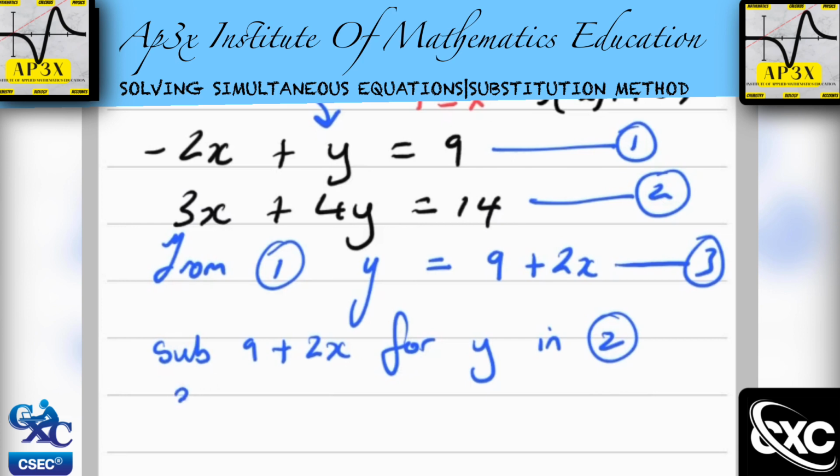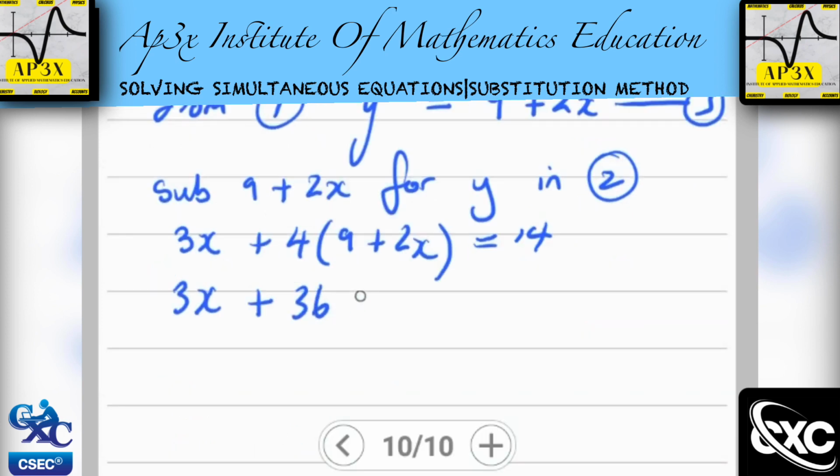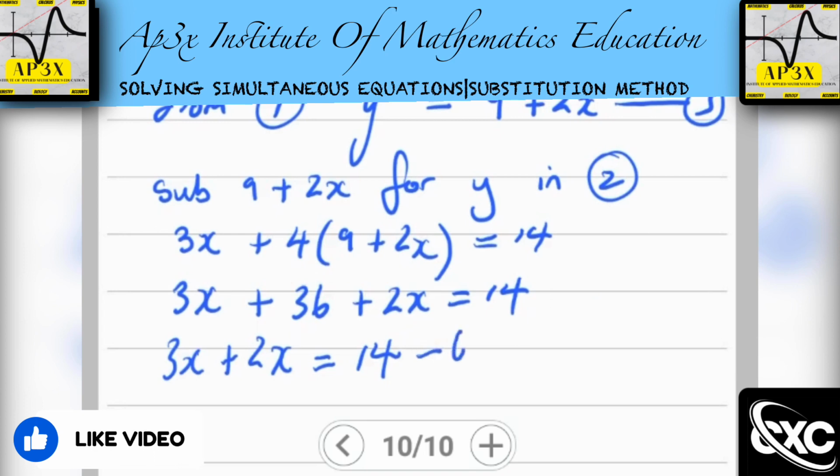So then I'm going to have 3x. Remember, I'm not substituting for x now, I'm substituting for y. So 3x plus 4 open bracket 9 plus 2x, and that is equal to 14. So now we have an equation all in x. 3x plus 4 times 9 is 36 plus 2x, and that's equal to 14. Let's group like terms here. So we have 3x plus 2x is equal to 14, and I'm going to subtract 36 from both sides, or transpose 36. It's going to become negative 36.